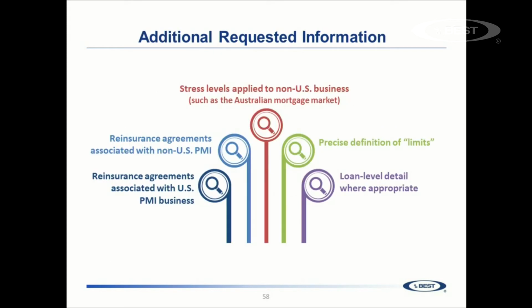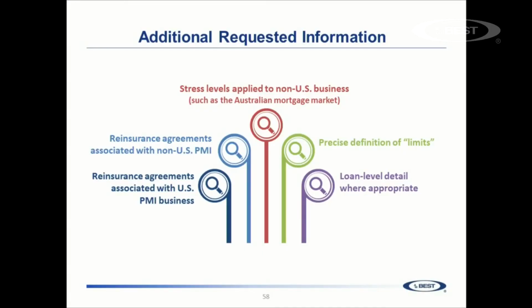So we are going to ask companies for their definition of limit. We're then going to right-size that so that it's comparable across companies, so that when we do our comparative analysis between reinsurers, we have a very clear definition of what the limits are and what the exposures the reinsurer is assuming are. And then finally, loan level detail where appropriate.